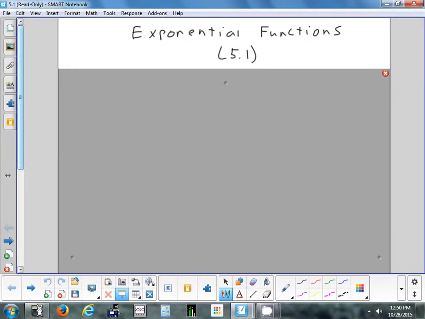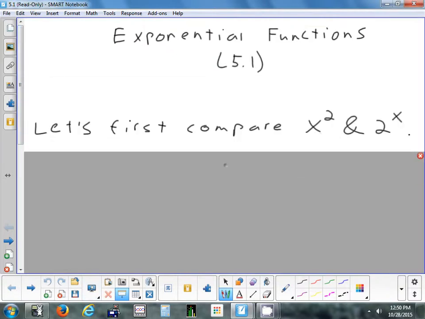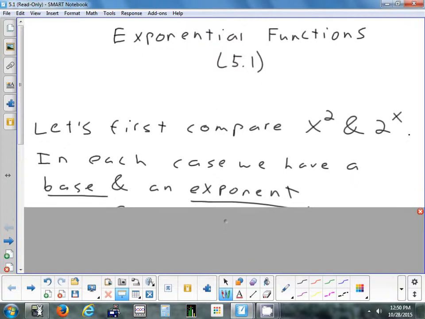Right, so today we're going to start chapter 5, which is on two types of functions, exponential functions and logarithmic functions. Today we're just going to focus on exponential. First thing I want to do is compare these two expressions, x squared and 2 to the x.